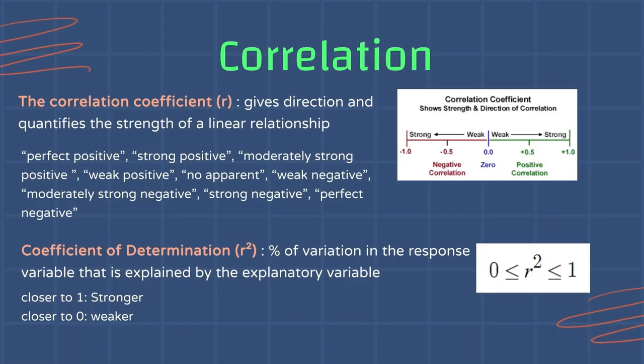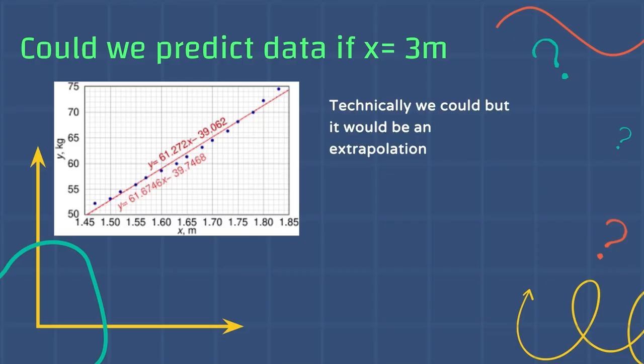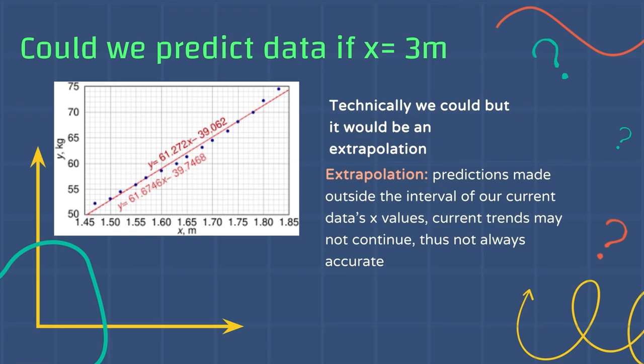So could we predict data if x was 3 meters? Technically, we could by inputting 3 into x, but it would be an extrapolation. Extrapolation is predictions made outside of the interval of our current data's x values. Current trends may not continue, so it's not really accurate.